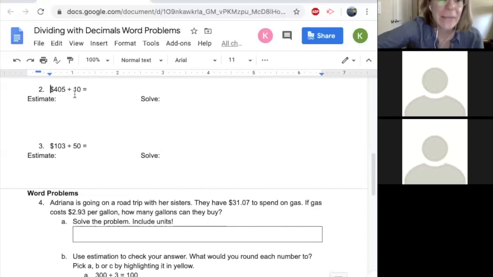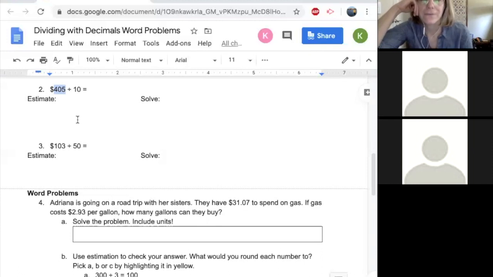We're going to divide it by 10. 10's already an easy number. What are we going to divide? What could we round 405 to get a good estimate? What would make this an easier number to work with? Chips, what do you think? What could we round 405 to?